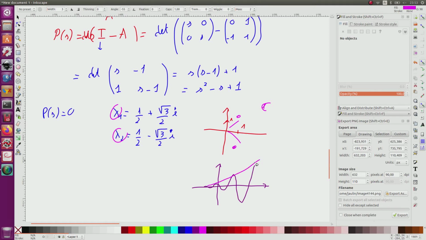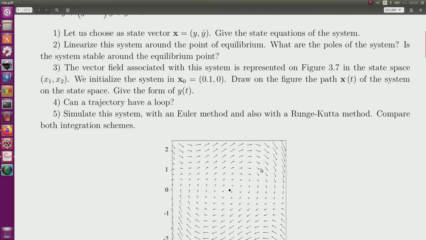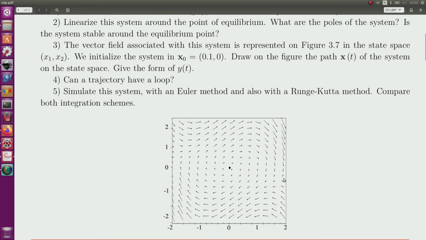And the envelope will be something like an exponential of t divided by 2 due to this. Okay, so I have proved the instability around 0, and now I will switch to the third question. The vector field is now represented here, and I will initialize the system around 0, and then from this picture I will try to draw the solution x of t of the nonlinear system.